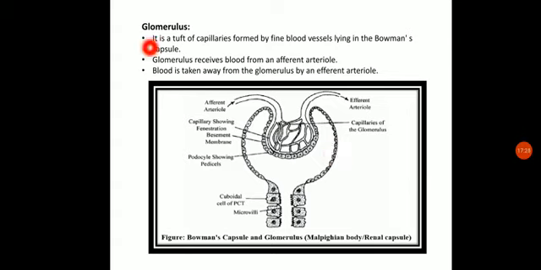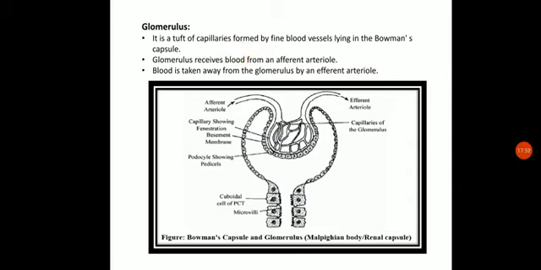Next we will start the glomerulus. Now what is the glomerulus? The glomerulus is a tuft of capillaries formed by fine blood vessels lying in the Bowman's capsule. Within the Bowman's capsule, here we can see a specific tuft, an aggregation or group of capillaries, present within this Bowman's capsule.